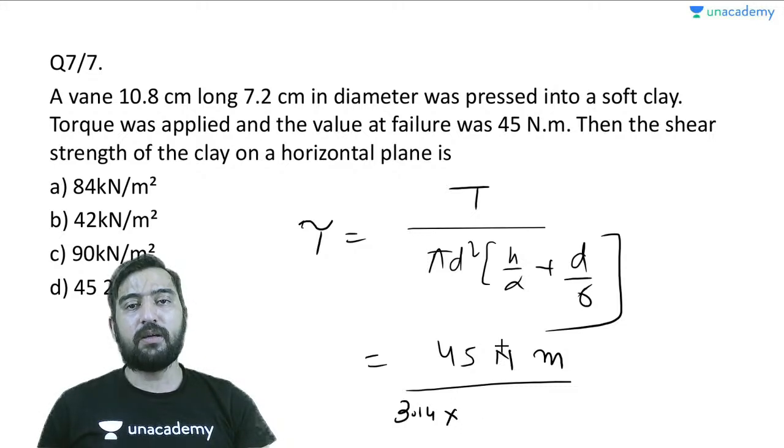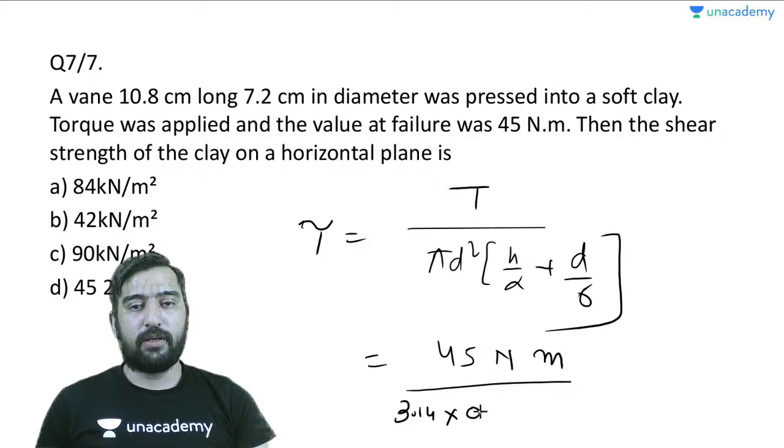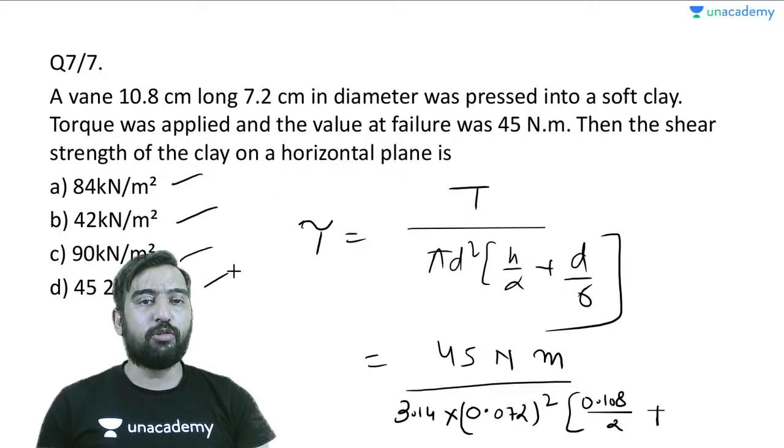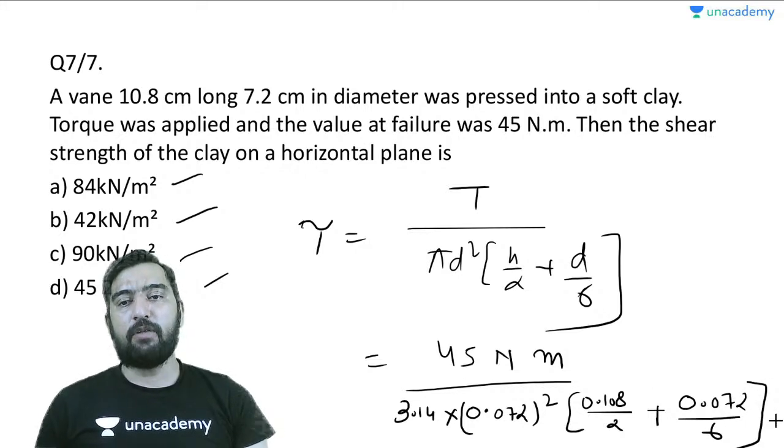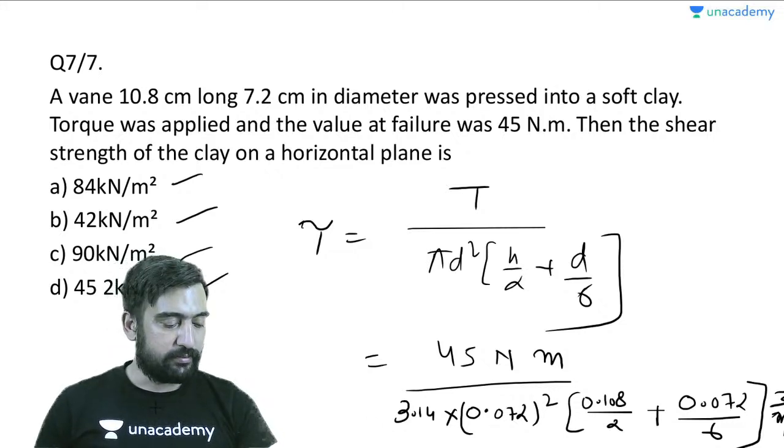So it is going to be 45 Newton meter divided by 22 या 3.14. D is how much in meter? How much is D? D is the diameter. Diameter is 0.072, bracket में 0.108 in meter. Every dimension I am keeping in meter because all the options are given in Newton per meter square, and it is 0.072 by 6. So please calculate it and you would be getting your answer here.